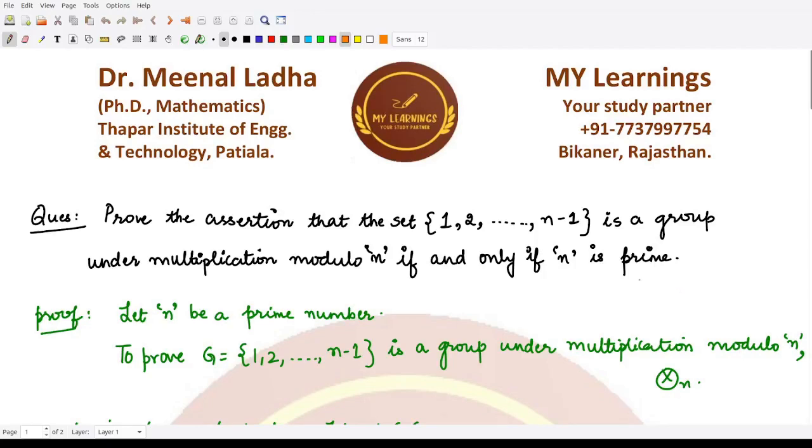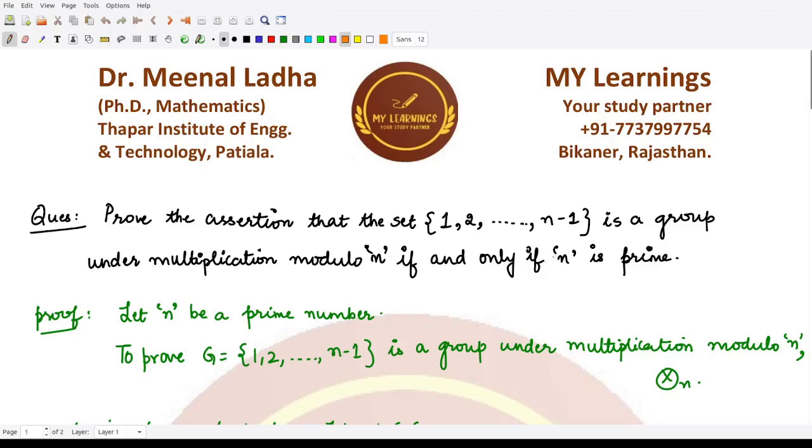In this video, we'll be proving the assertion that if we are given the set 1, 2, 3, 4 and so on up to n minus 1, this set forms a group under multiplication modulo n if and only if n is prime. So that means we have to prove both the cases.